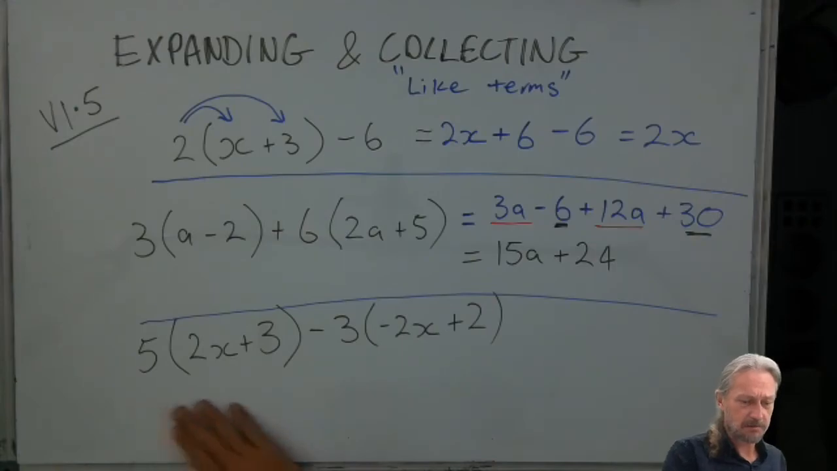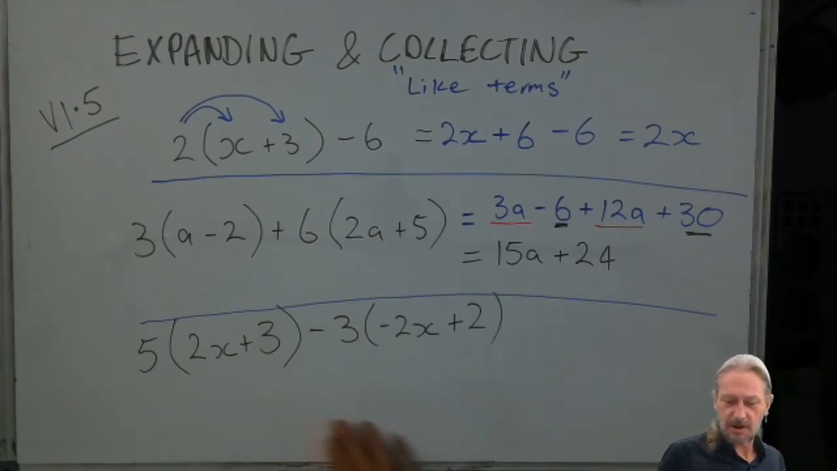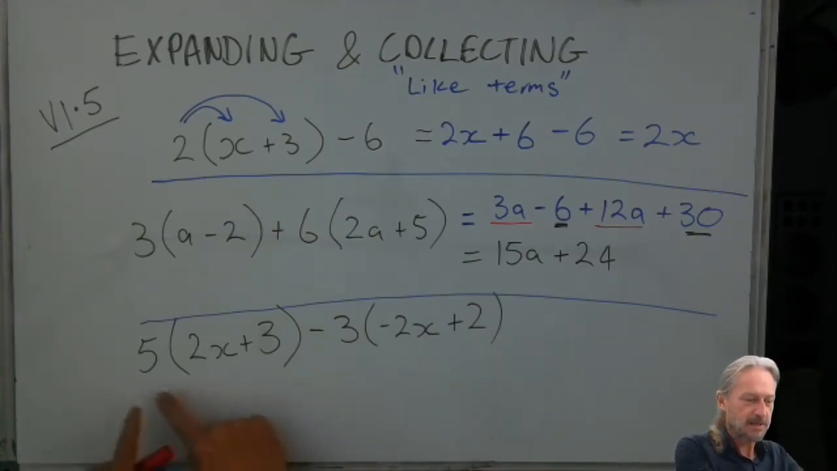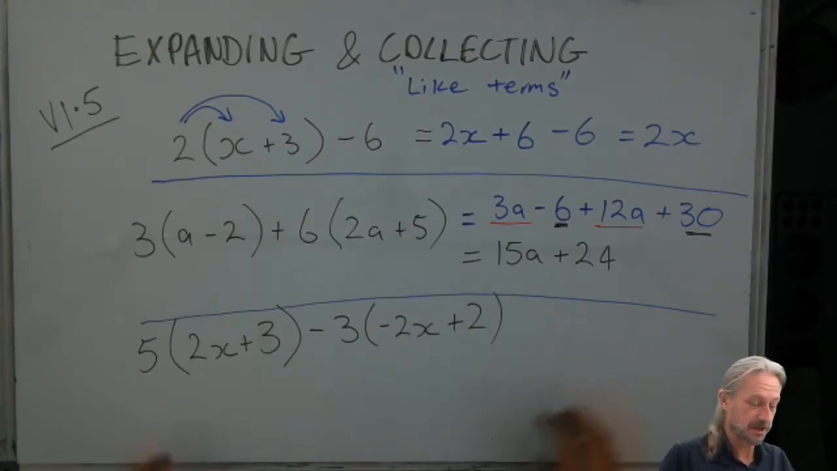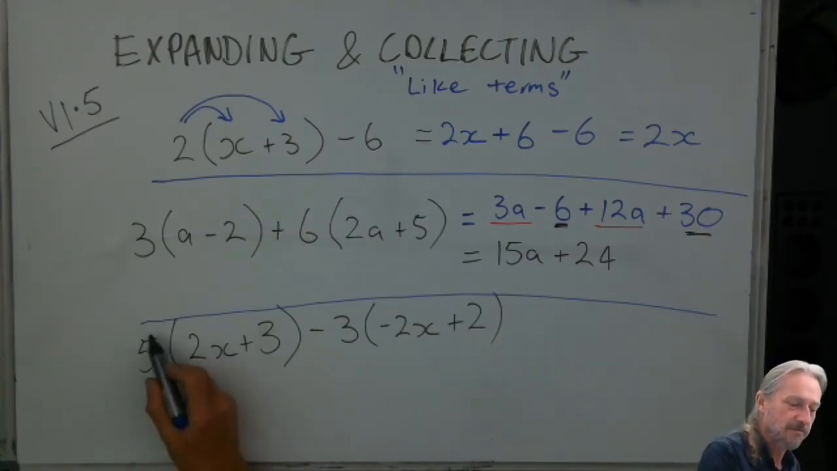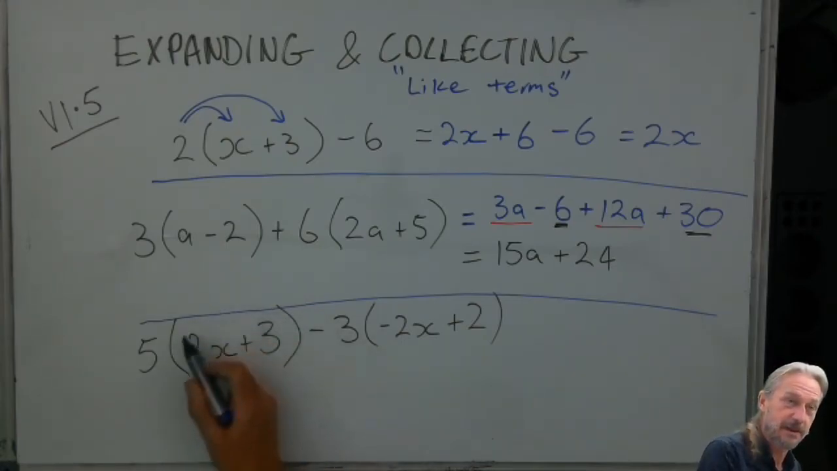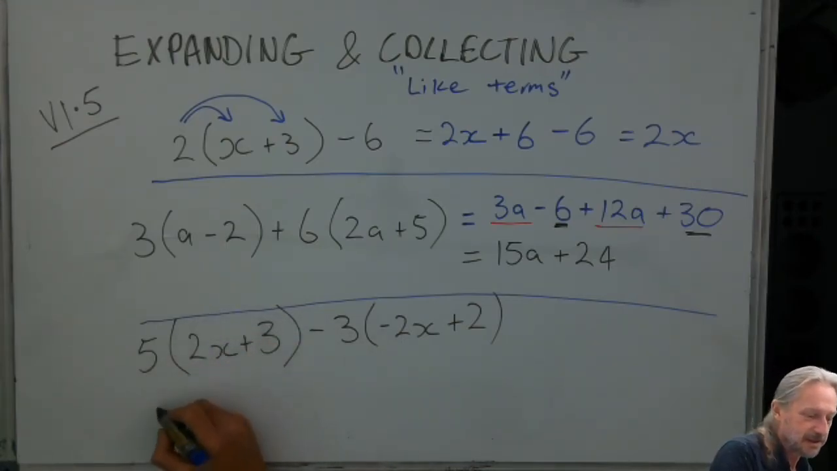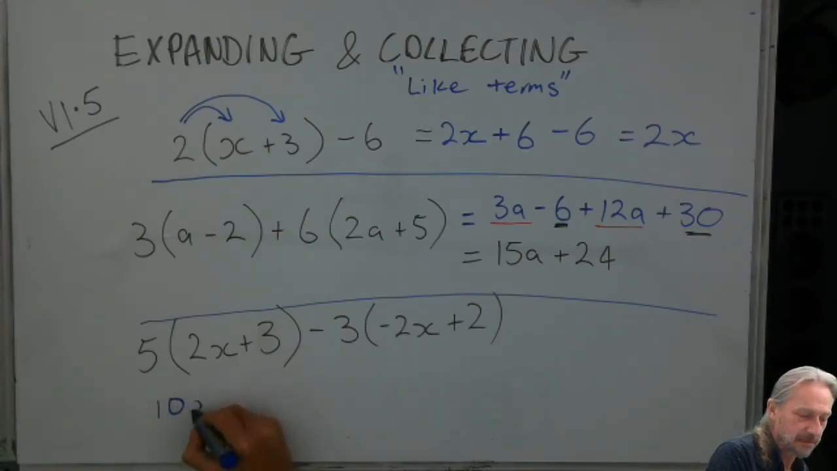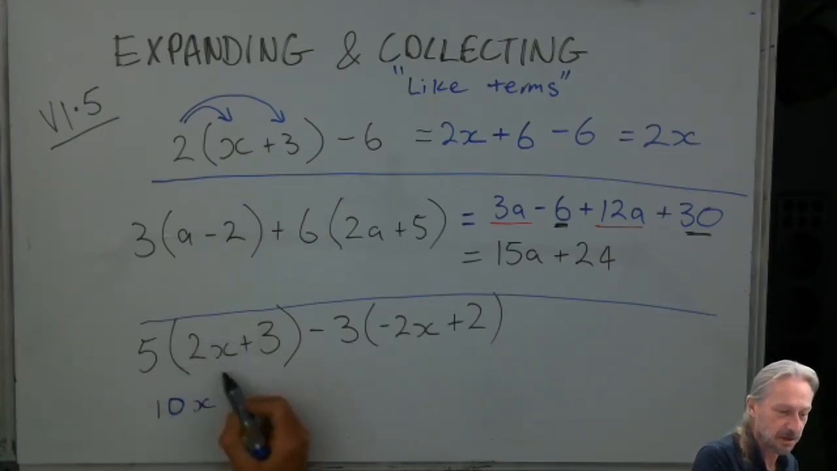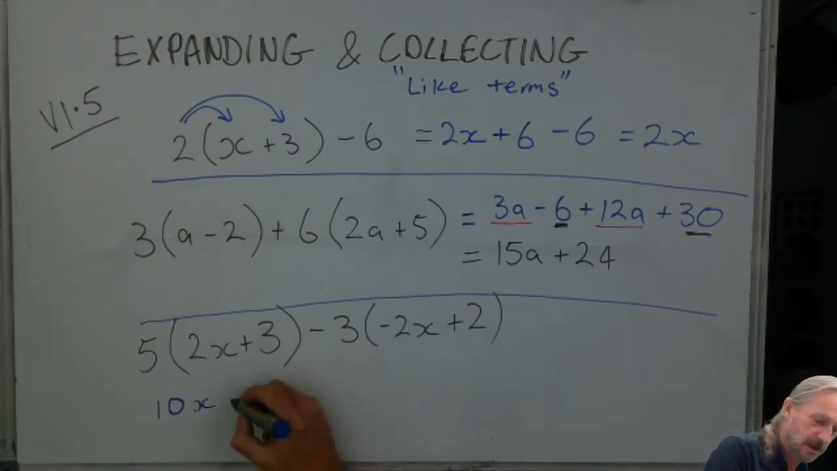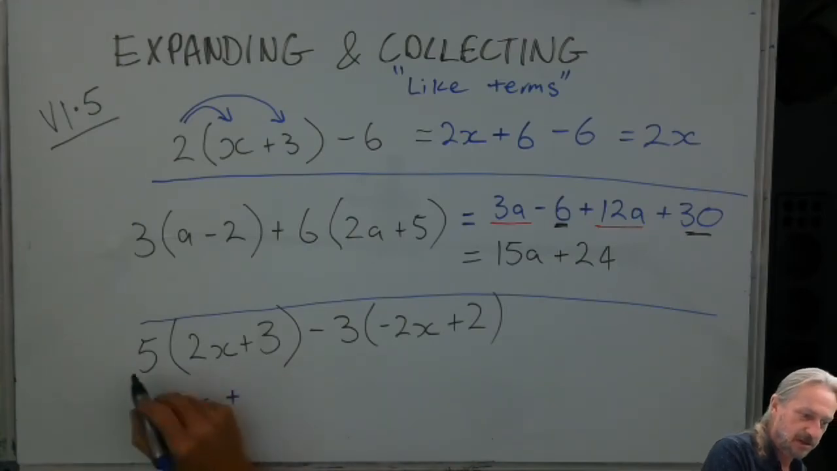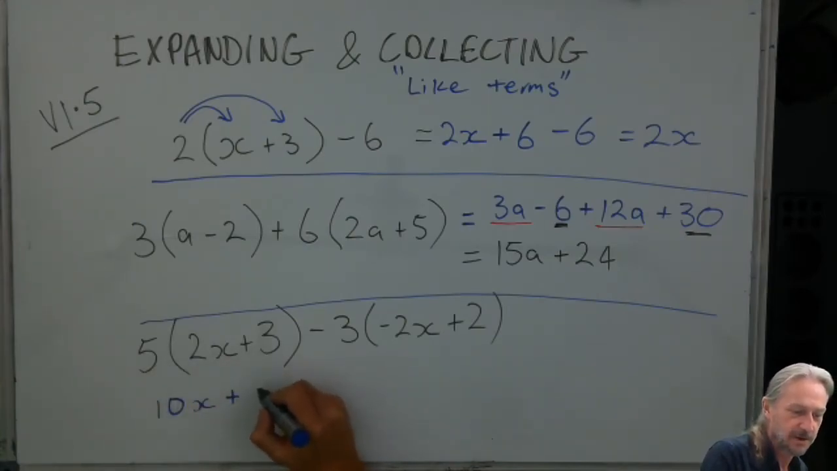Okay, so this one, this is the last example. I might expand these brackets, and I'm going to write it below, and then we'll collect the like terms over here. So the first one, we got 5 multiplied by all this stuff here. So 2 times 5 is 10x. This is 2 lots of x. And multiplying that by 5, we get 10 lots of x. And then positive times a positive, 3 5s are 15.